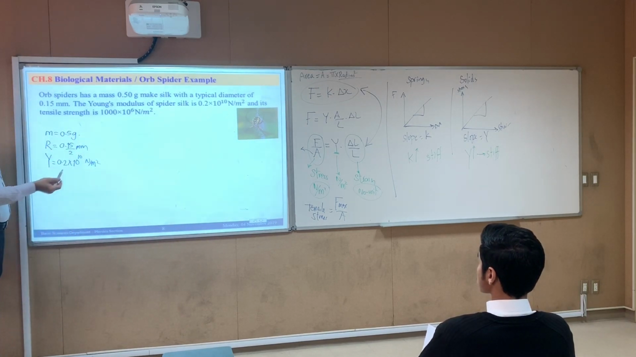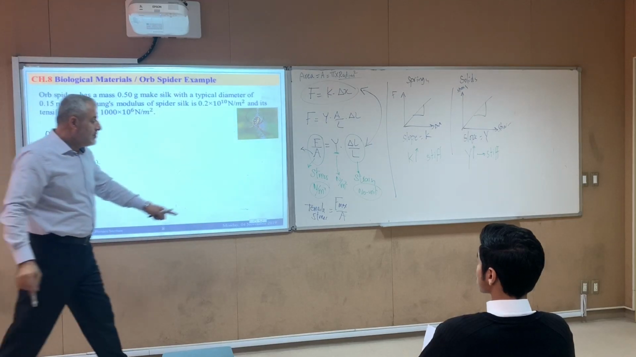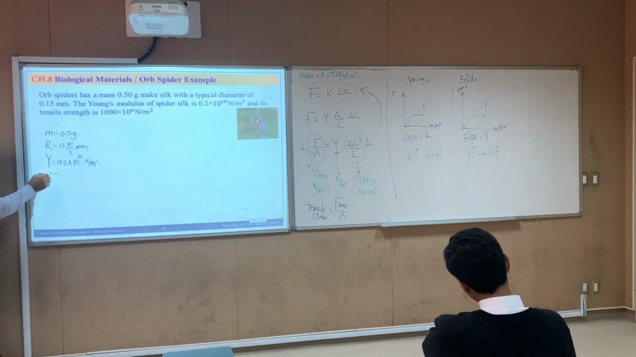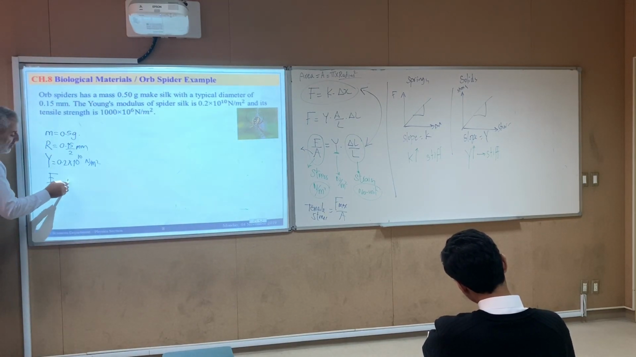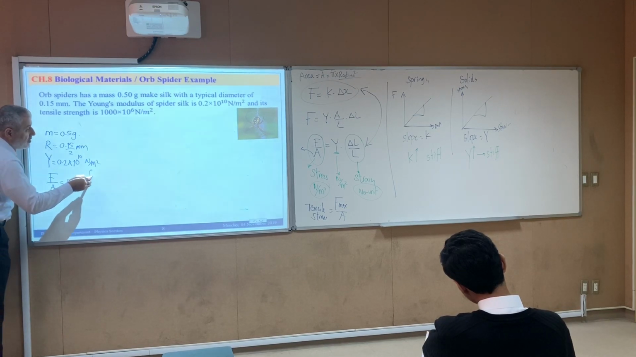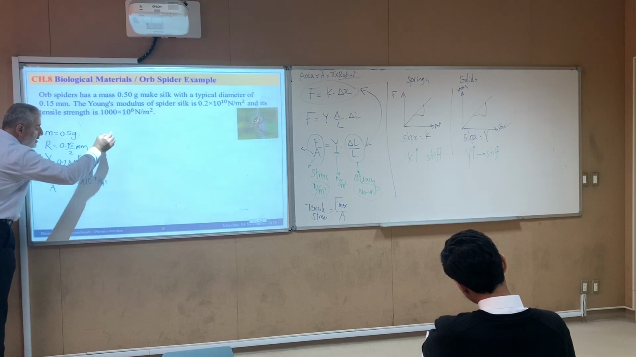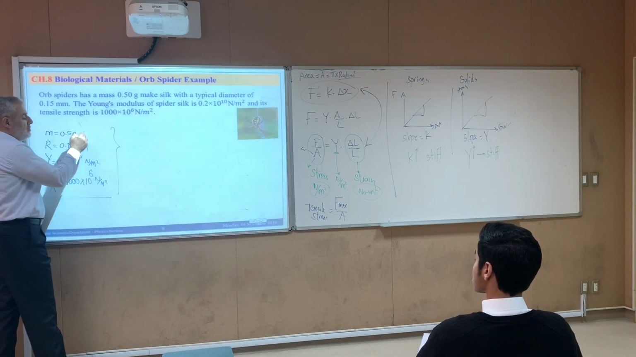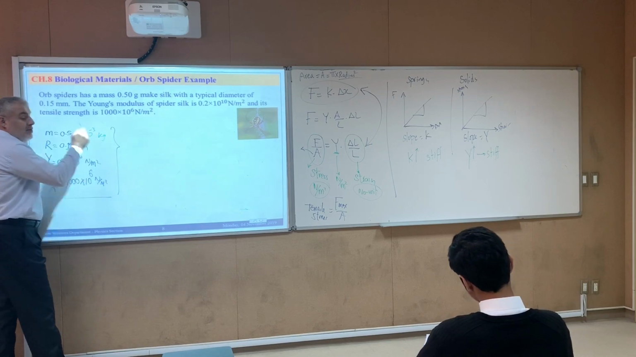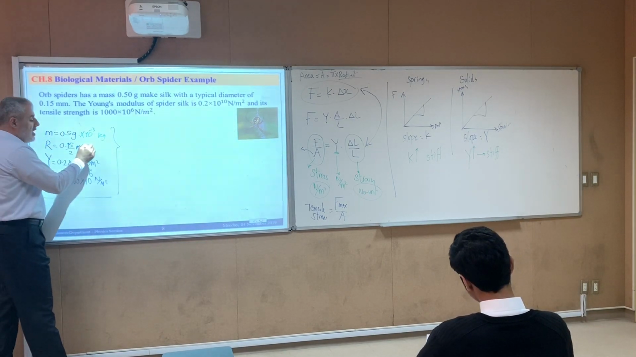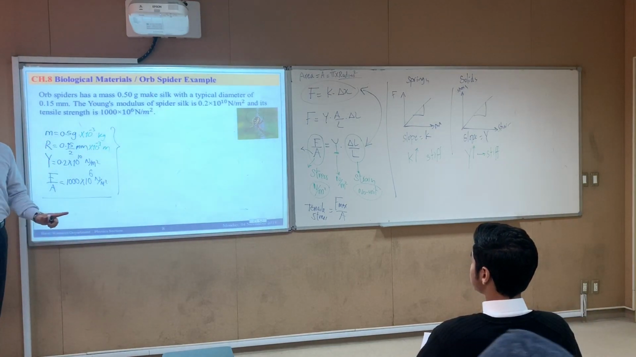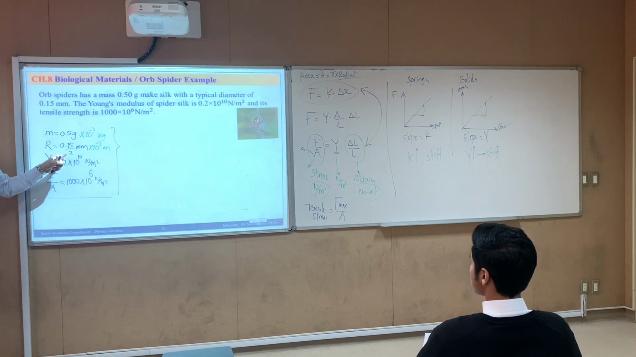The tensile strength, what is the tensile strength? F max over L. This is important. F over A is equal to 1000 times 10 to the power 6 Newton per meter square. Pay attention. We cannot use different values or different units. Here we have grams, you must convert to kilograms times 10 to the power negative. Clear? This is millimeter times 10 to the power negative 3. This is all. Okay?